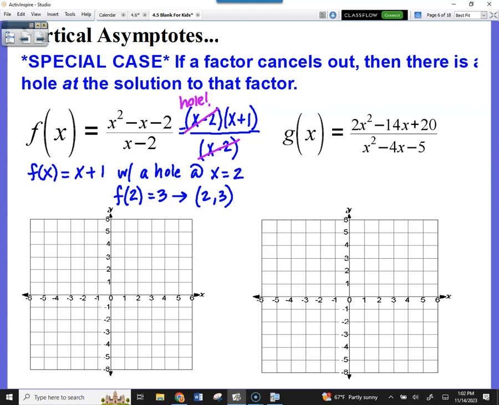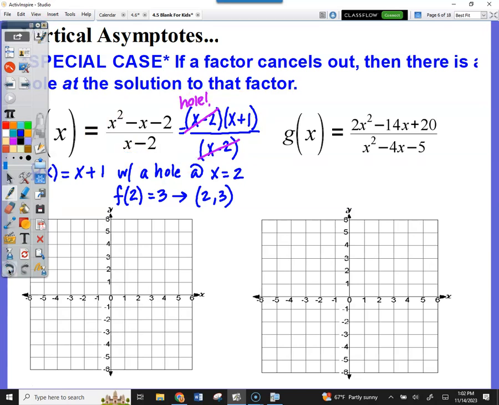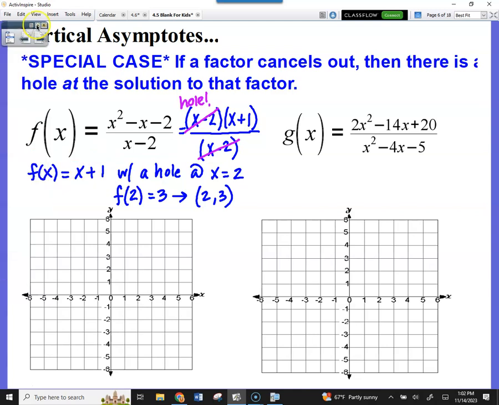Write down what's left, because now that's what you graph. We're not graphing this. I don't want to graph that because half of it disappeared, right? It's a hole. We're going to graph this. That's just a line. It's linear. So you have to remember how to graph a line.